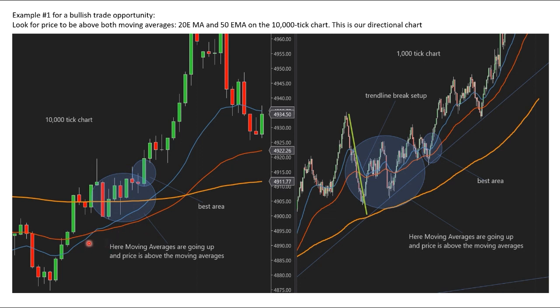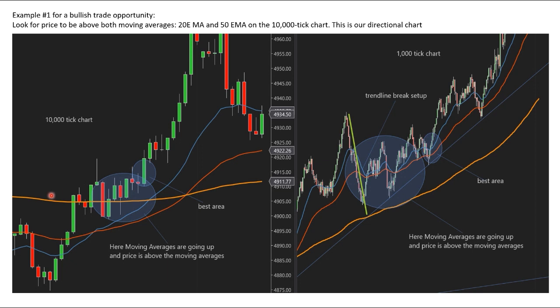And one of the rules is that the 20 has to be above the 50. So over here on the bottom left, you see that the 20 is below the 50. This is a no trade zone. As soon as price crosses the moving averages, you wait until the 20 crosses the 50. Now they can be below the 200. That just gives me an idea where we're at.